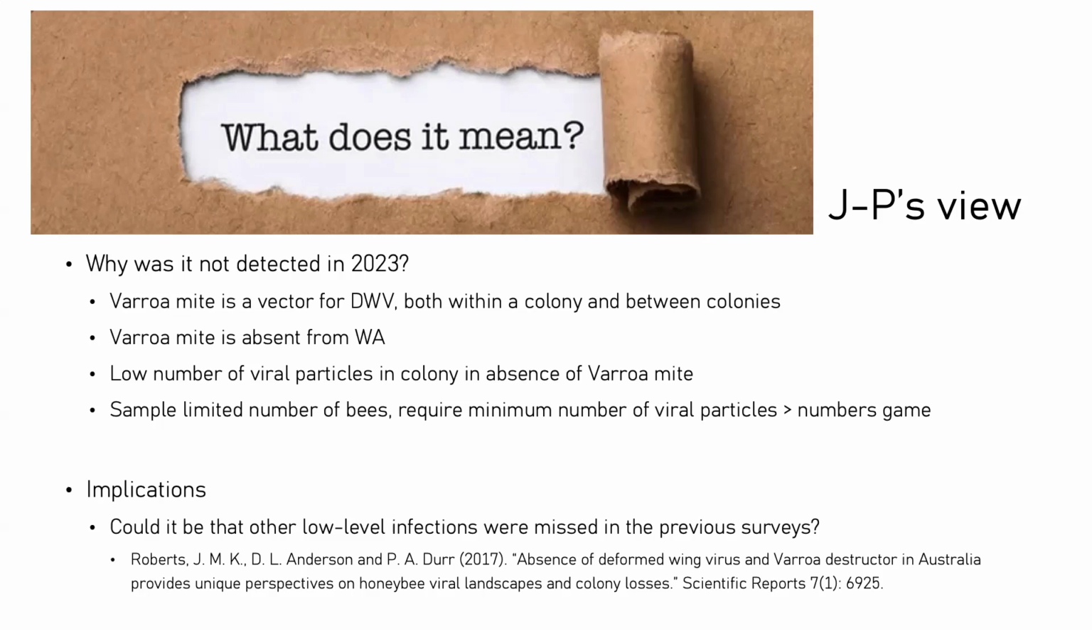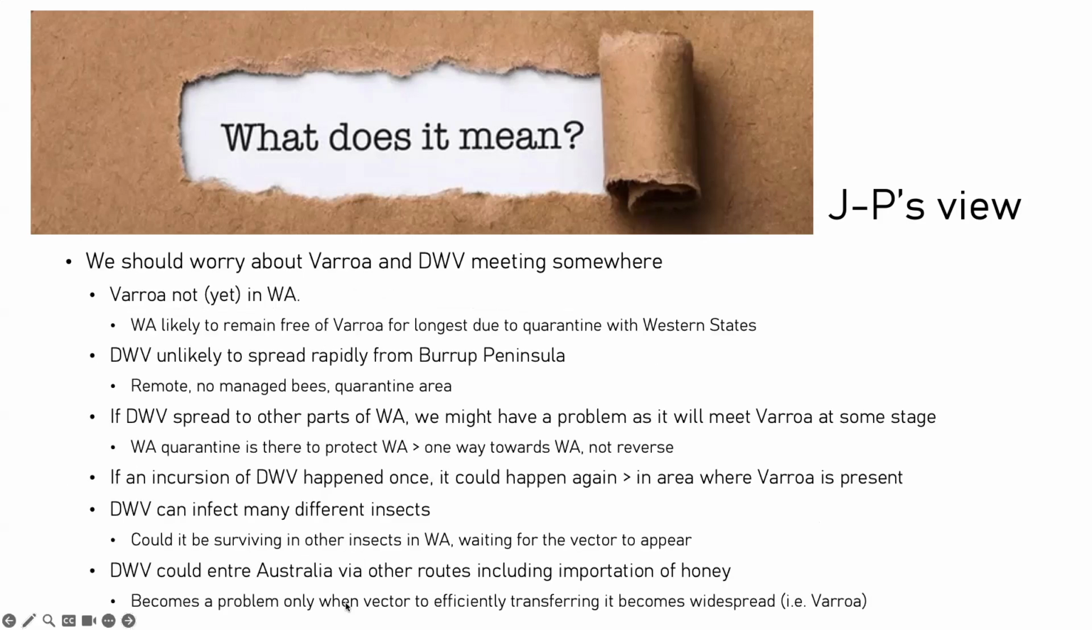And the reason that it might be missed is that you only check a relatively small number of bees, maybe a couple of hundred bees. And if there's very few Varroa particles, then you might just miss it. It's a numbers game. But the implication is, if we missed it once in 2023, does that mean that it could have been missed by John in his paper in 2017, where he looked for it quite extensively and concluded that it was not here? So I think we need to be prepared that it might already be here and we just haven't seen it yet.